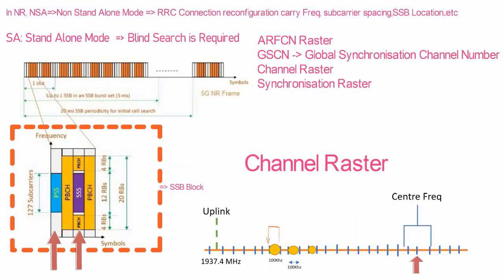So suppose one frequency bandwidth is there, in every 100 kilohertz it will try to scan, and it will reach the central frequency. Once it reaches the central frequency, you will get the PSS, SSS and PBCH, so you scan the whole band in multiples of 100 kilohertz in LTE. So the channel raster in LTE is 100 kilohertz.